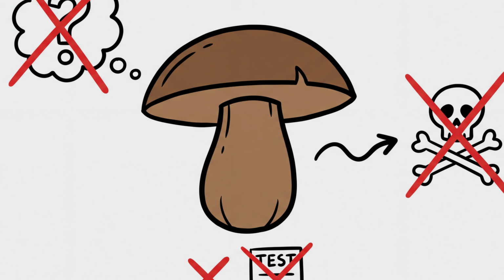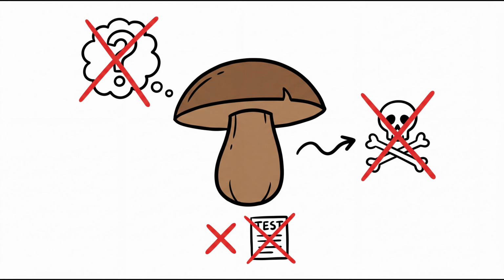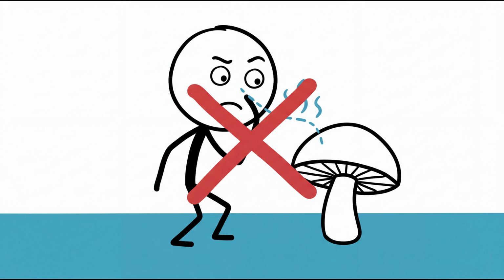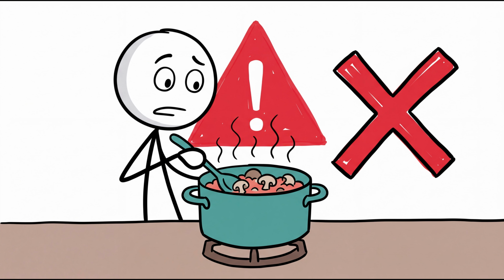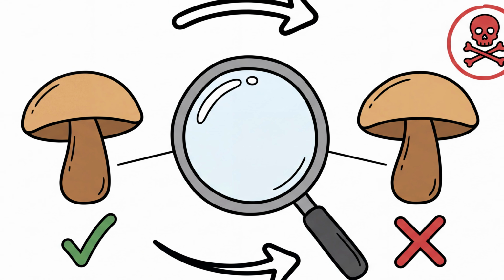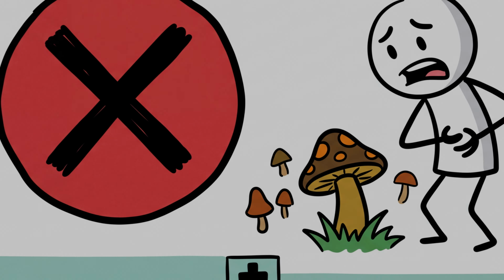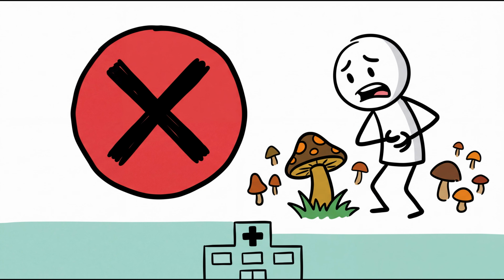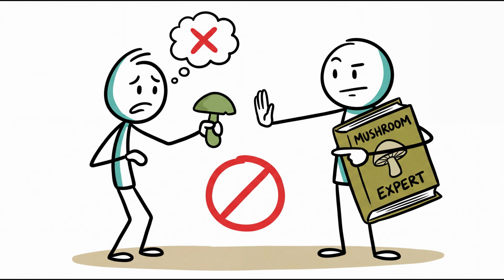There is no simple universal test that tells you whether a wild mushroom is poisonous. Color alone doesn't work. Shape alone doesn't work. Smell alone doesn't work. And cooking does not reliably make a poisonous mushroom safe. Some toxic species closely resemble edible ones. Even experienced foragers can make identification mistakes. That is why poison control organizations advise people never to eat a wild mushroom unless it has been identified by a qualified mushroom identification expert.